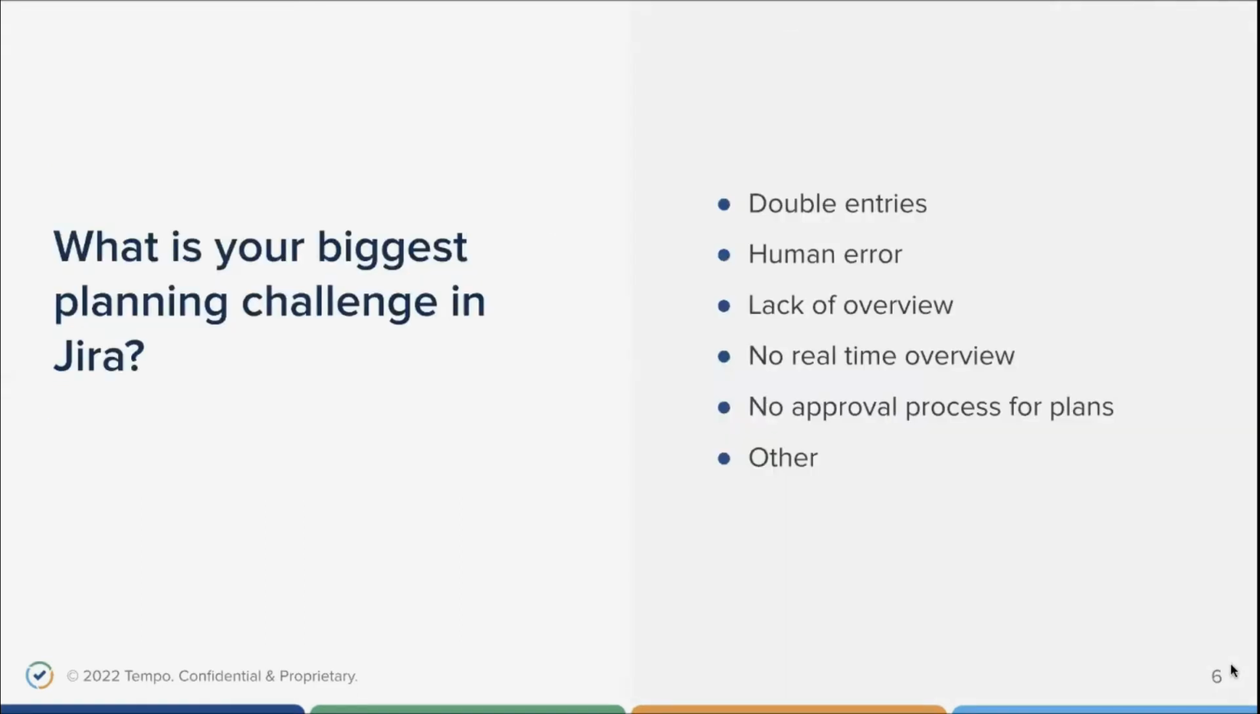Before we go into a demonstration to show you Tempo Planner in action, we want to hear from the audience. So we're going to launch the first poll of the day. We want to know, what is your biggest planning challenge in Jira? You have to select one choice. So remember to think about, what is your biggest challenge? Is it that there are double entries? Is it the risk of human error? Maybe it's the lack of a complete overview. There's no real-time overview, or you're missing the approval process. Maybe it's something else. So let us know, what is your biggest planning challenge that you currently face in Jira?